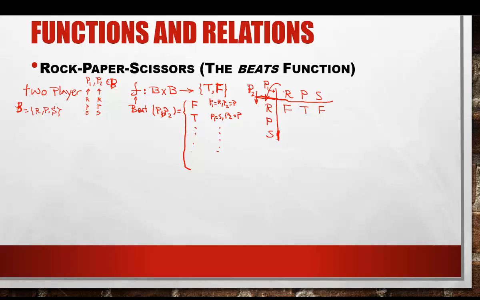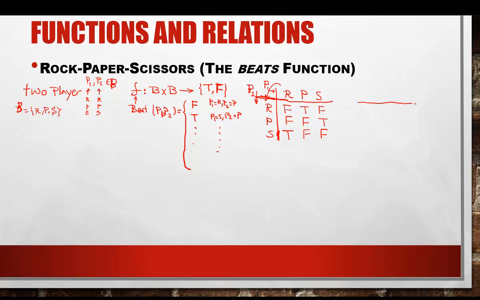Notice that my P sub 1 elements are the ones on top, and the P sub 2 elements are the ones in the column. Or I could have swapped these two, but it would just transpose this function. So rock does not beat paper. Paper does not beat paper, and scissors beats paper. So this is true. And then rock beats scissors. So this is true. Paper does not beat scissors, and scissors does not beat scissors. So that's going to be my visualization of this function.